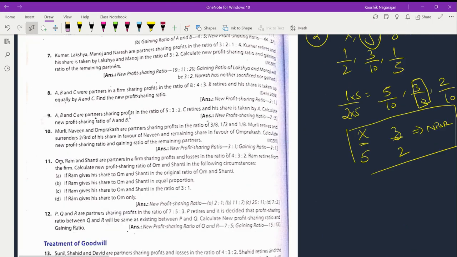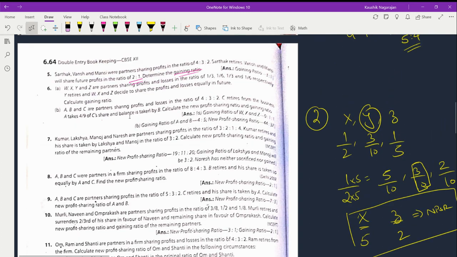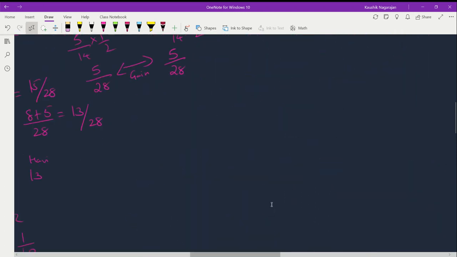Now moving on to the next case. A, B and C are partners sharing the profits and losses in the ratio 4:3. C retired from the business and A has taken 4 by 9 of C's share and the balance is taken by B. Okay, this is a case where you have to understand the concept.